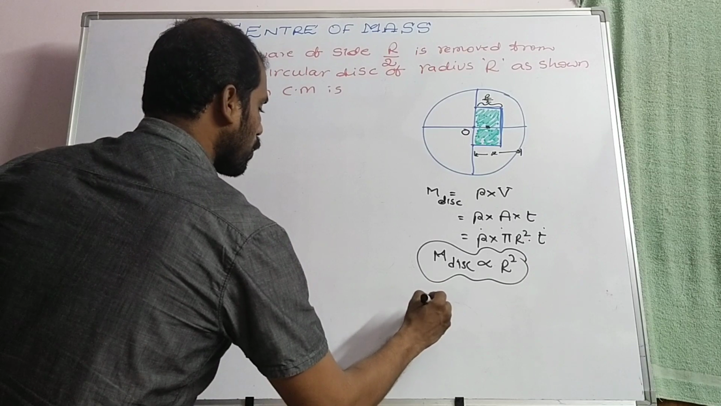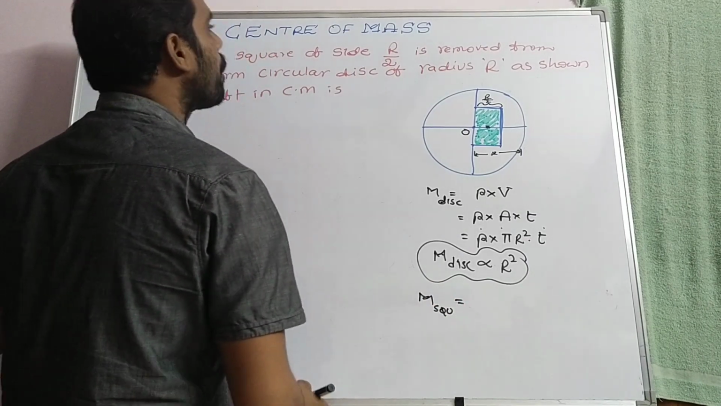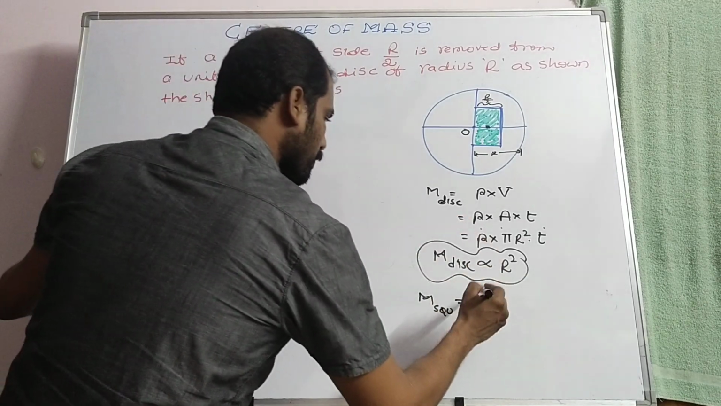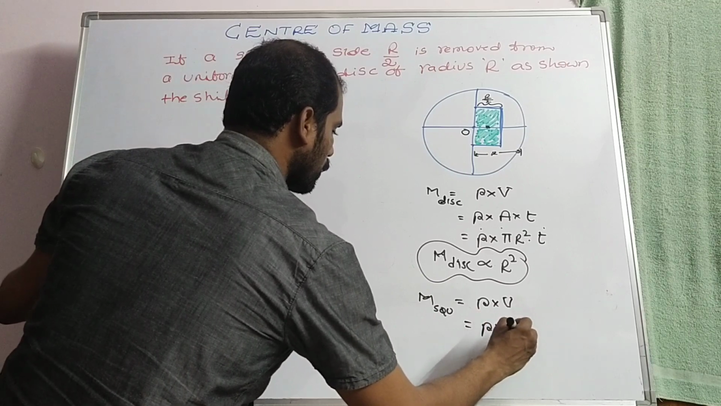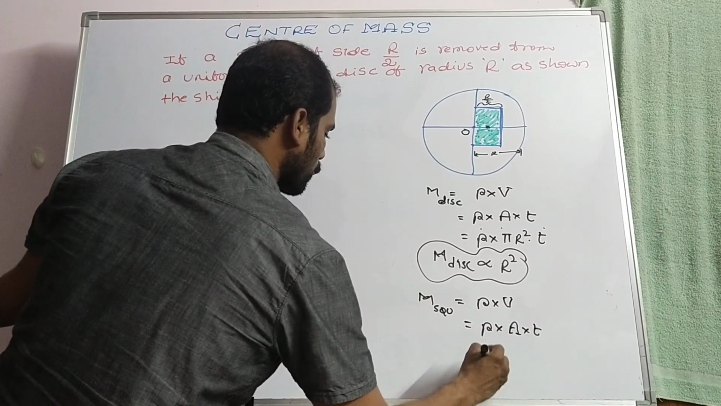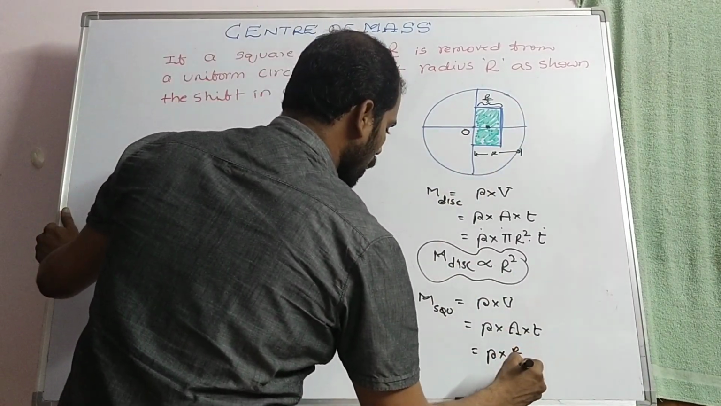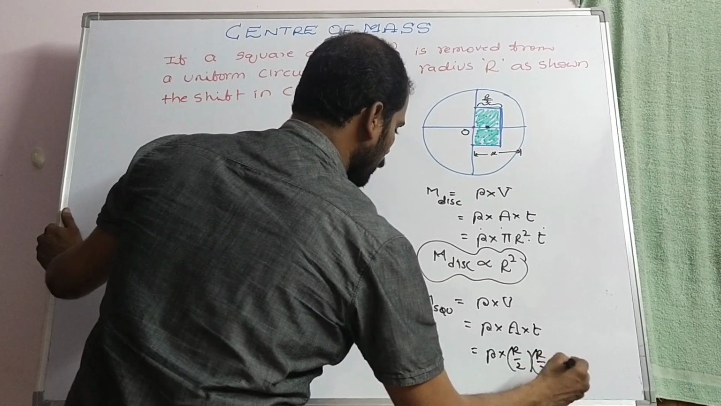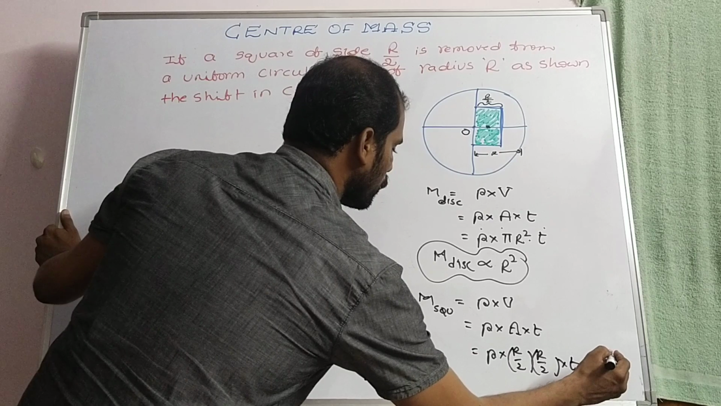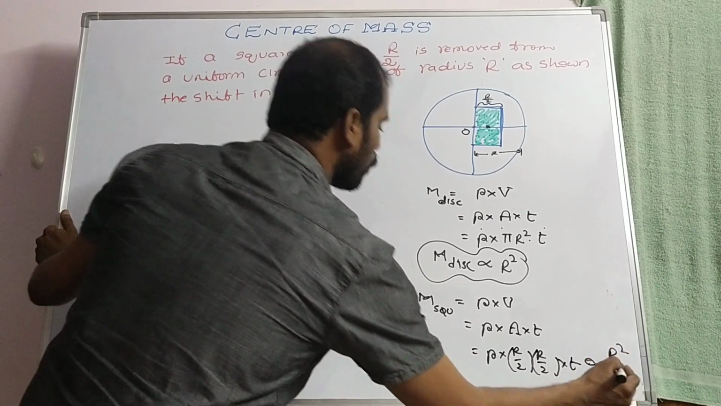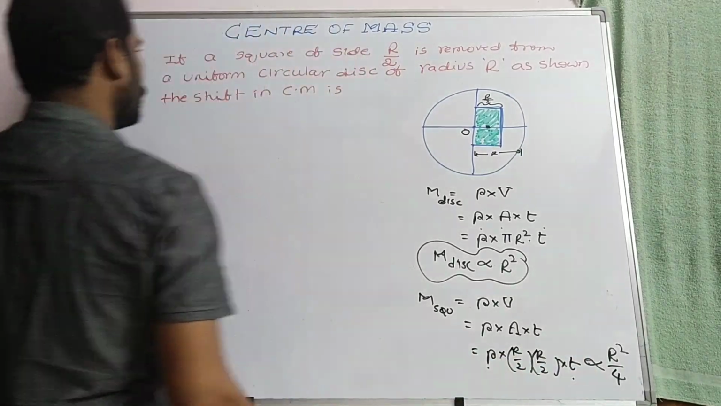And now m square is equal to density into volume, that is equal to density into area into thickness, that is equal to density into area, length into breadth, like that we have to write, r by 2 into r by 2 into t. So m square is proportional to r square by 4, since rho is constant and t is constant.